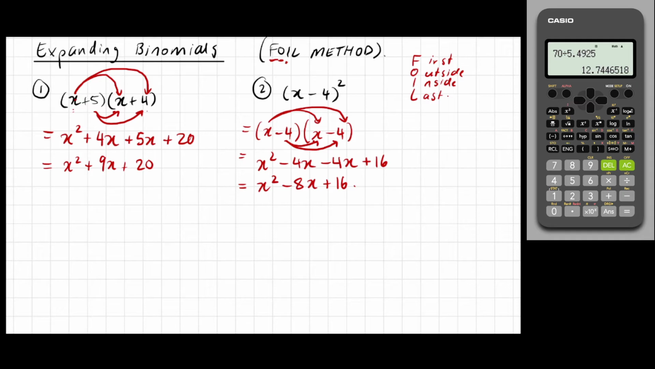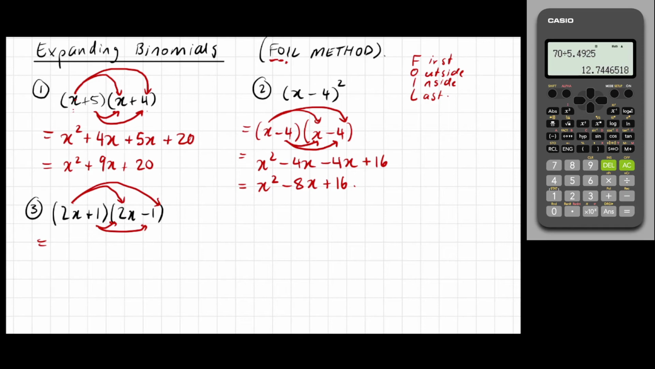Now, we'll do one more. The last one we'll do is 2x plus 1 times 2x minus 1. Again, we're going to use this FOIL method: the first, the outside, the inside, and the last.